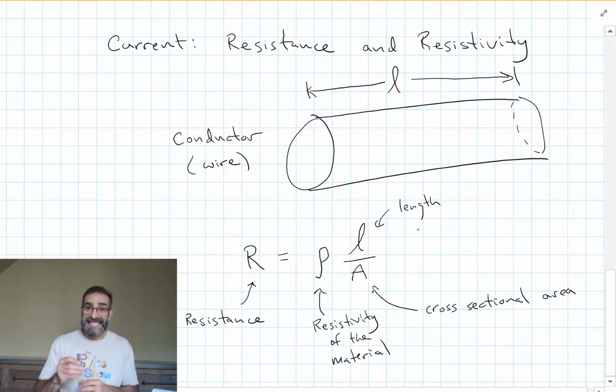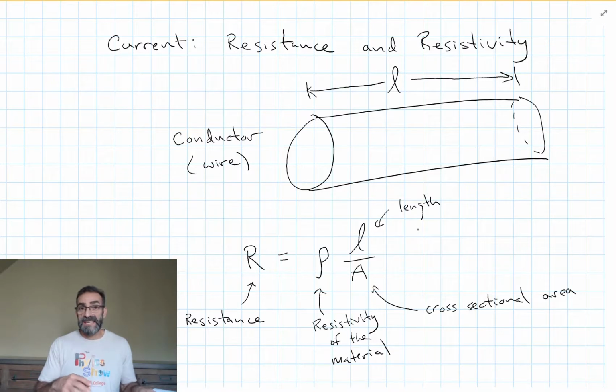The resistivity is just a function of the material. So if I have a given amount of copper, copper has a certain resistivity. That's something we can look up. But if I wanted to know the resistance of a copper wire, I would have to know more than just that it's made out of copper. I would have to know what its cross-sectional area is and what its length is.